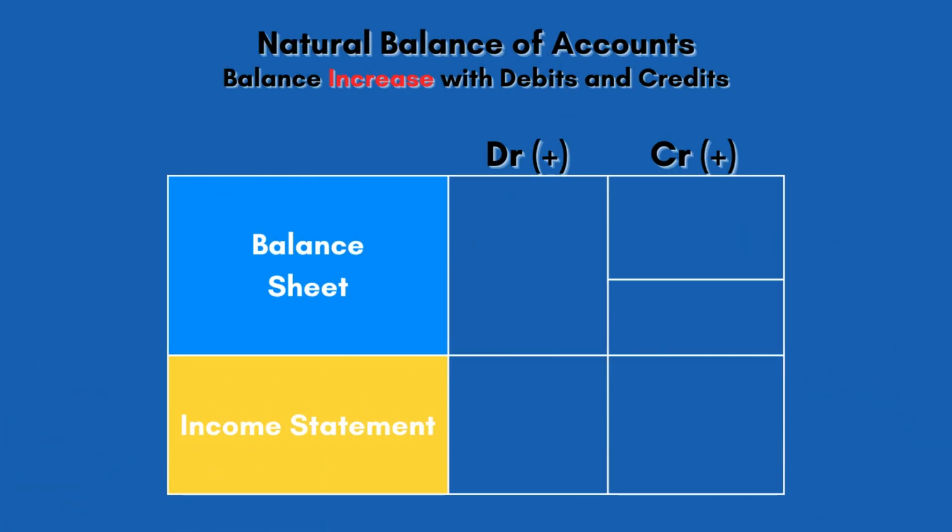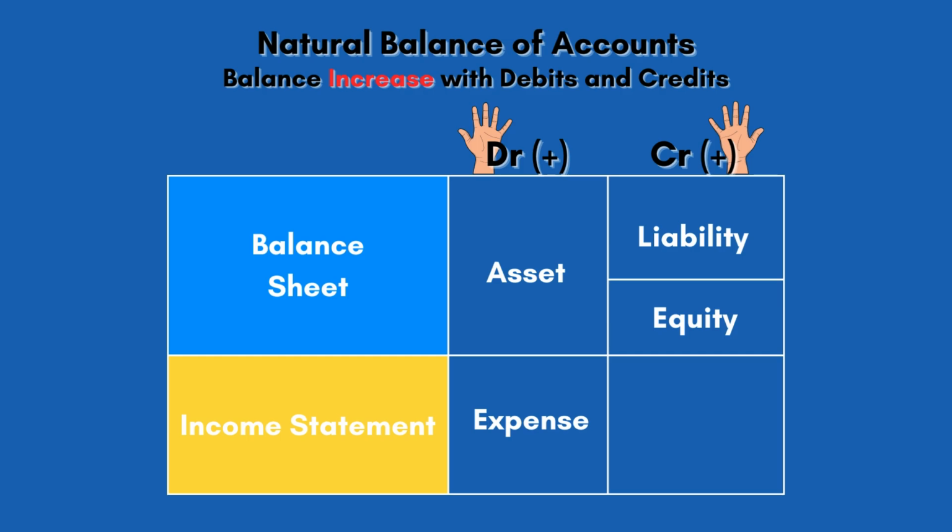Here's a table that summarizes the natural balance of accounts. It's another way to help students memorize the directions. Debits on the left increase assets and expenses. Credits on the right increase liabilities, equity, and income, and vice versa.